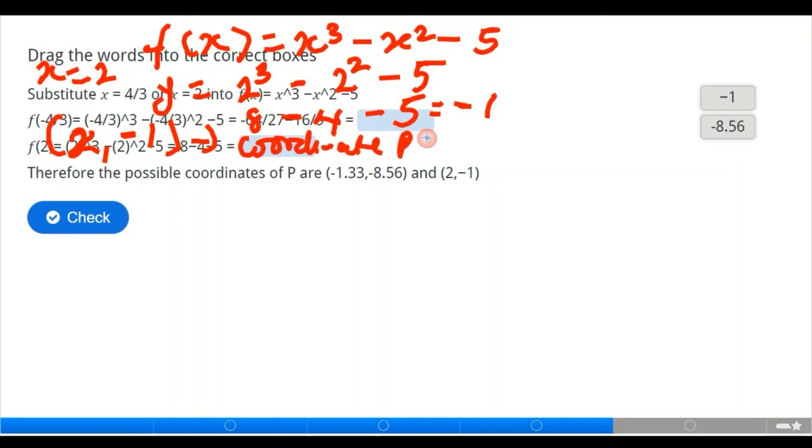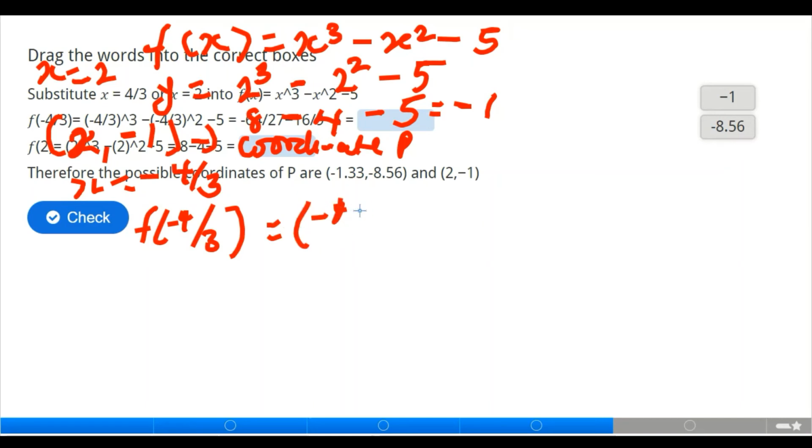Okay, now let's look for the next one. When we have x to be minus 4 over 3, let's put it inside the function f of x equals 3x raised to power 3 minus x raised to power 2 minus 5. Now, after that, we have x as minus 4 over 3, so we have minus 4 over 3, everything raised to power 3, minus minus 4 over 3 all raised to power 2, minus 5. So we need to do this.